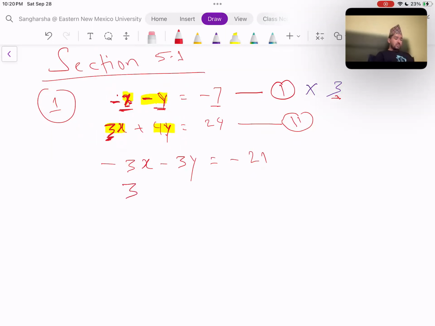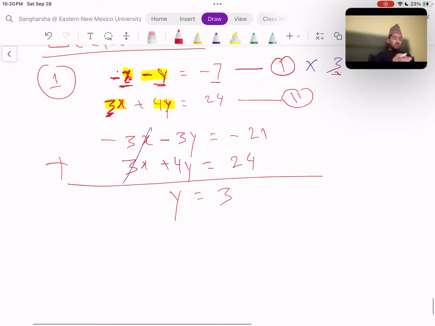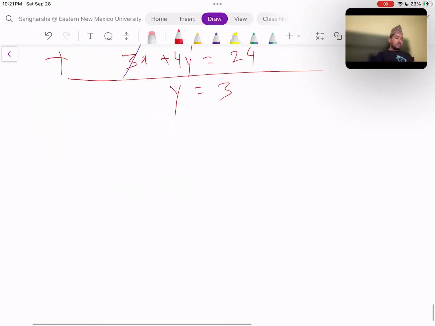Our equation 2 is 3x plus 4y equals 24. Now let's add these two equations. If you add, our x is eliminated, x is gone. Now we have -3y plus 4y, which is y, equals -21 plus 24, that is 3. So our y is 3. Now we need to know what x is. In order to find x, you can substitute y equals 3 in equation 1 or 2, it doesn't matter. Now let me use equation 1.